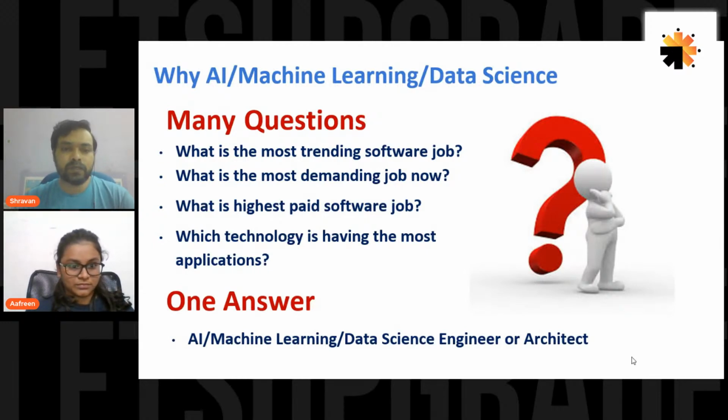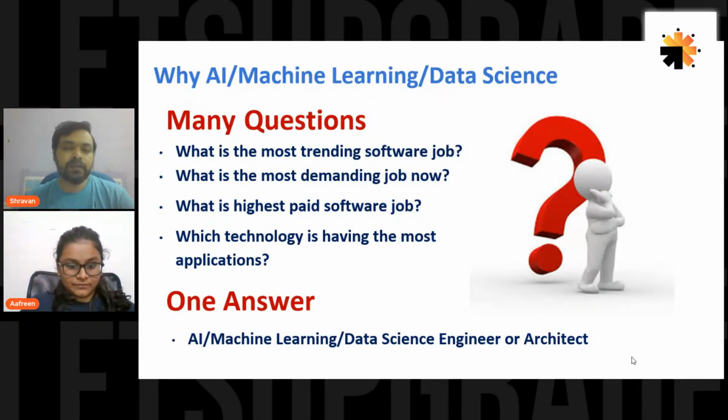There are many questions right now. If you just search in Google, everybody is asking: what is the most trending software job? What is the highest demanding job in USA or India or Europe, wherever it is? What is the highest paid software job, and which technology has the most applications? These are all the questions, but the answer is only one: artificial intelligence, machine learning, data science engineer. Because of this, we will be learning it.